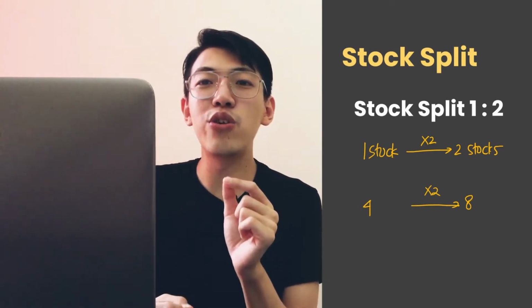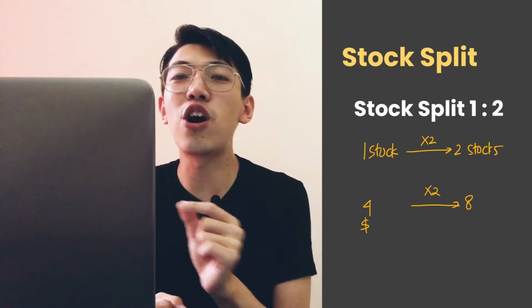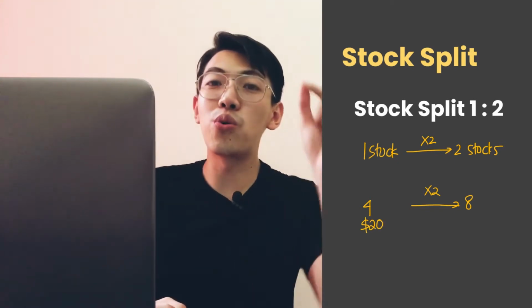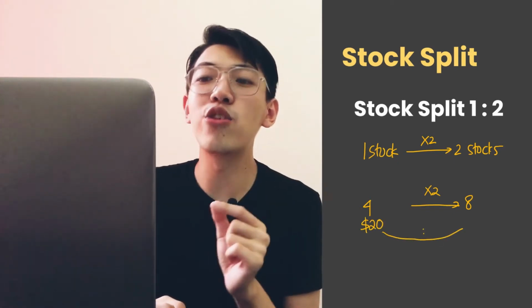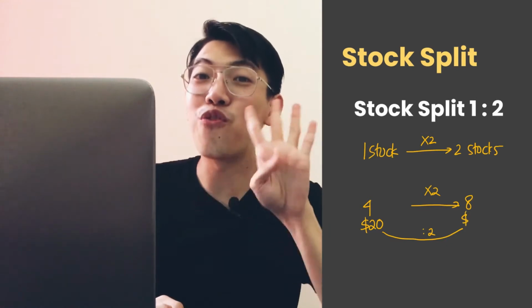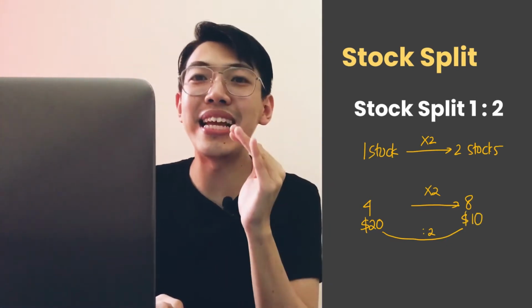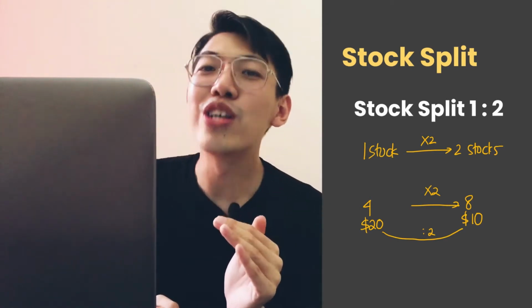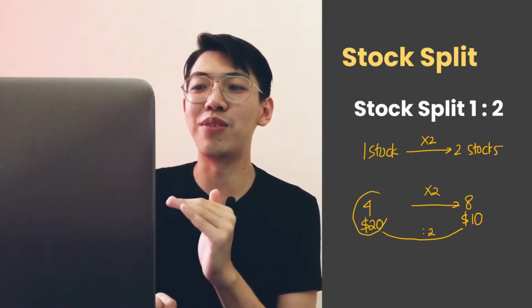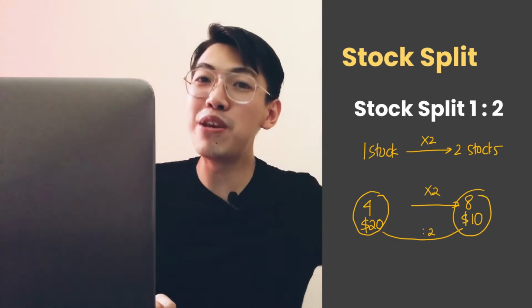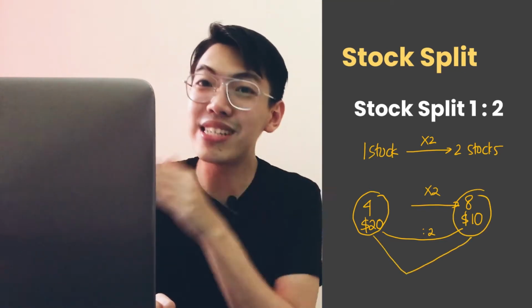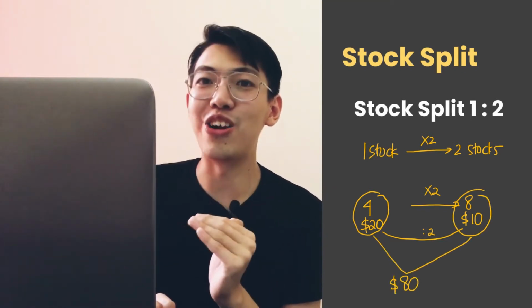If in the beginning you have 4 stock with the price of $20, so right now because of stock split you will have 8 stock, 4 times 2, but the price will be 20 divided by 2. So the price will be $10. So what you have before and after stock split is the same, $80.